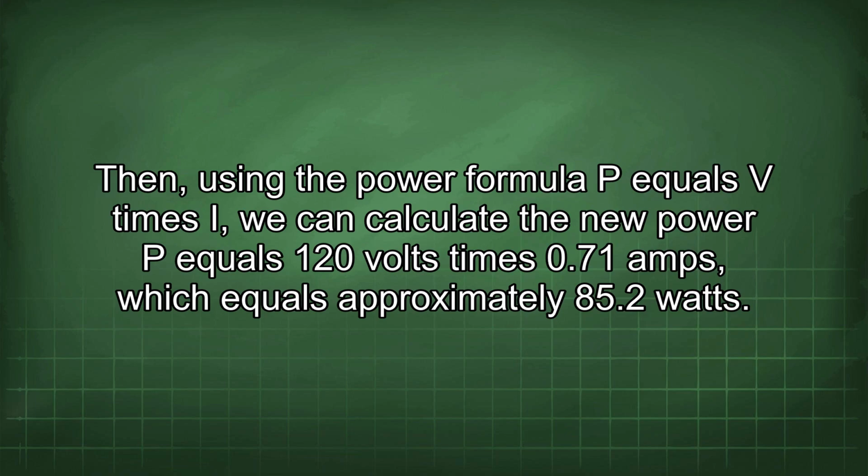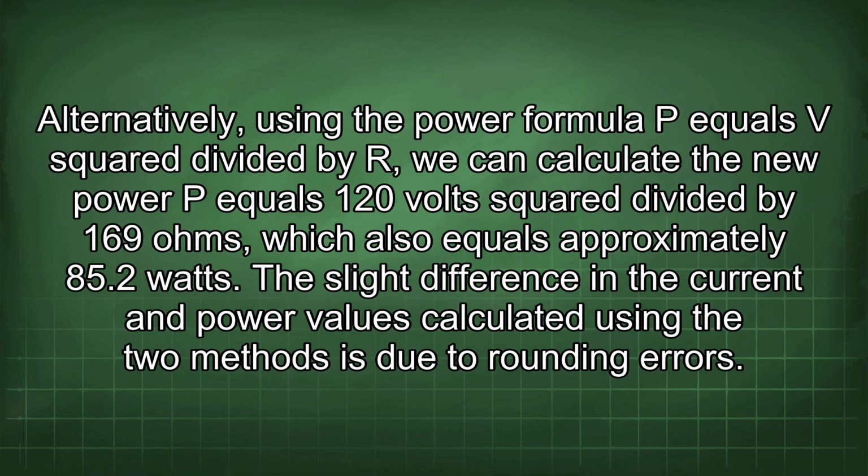Then, using the power formula P equals V times I, we can calculate the new power: P equals 120 volts times 0.71 amps, which equals approximately 85.2 watts. Alternatively, using the power formula P equals V squared divided by R, we can calculate the new power: P equals 120 volts squared divided by 169 ohms, which also equals approximately 85.2 watts. The slight difference in the current and power values calculated using the two methods is due to rounding errors.